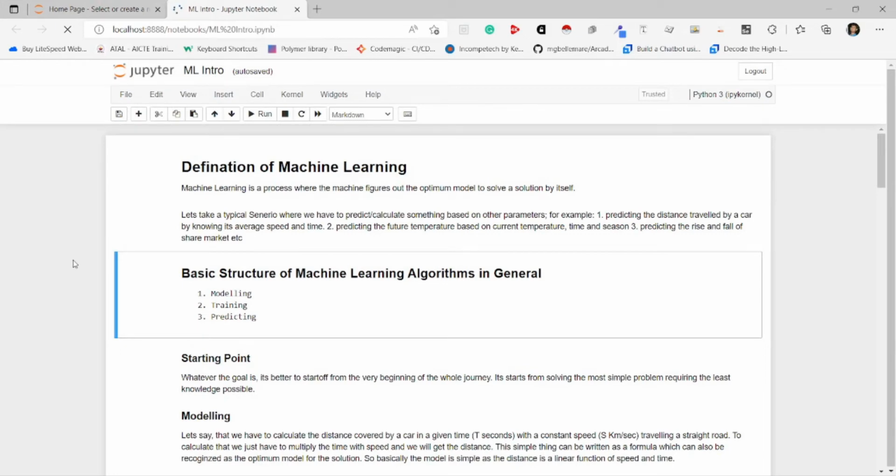about machine learning. So I prepared this notebook to help me in this video because when I'm making a video I get a little clumsy, so I think I will just read it out for you.